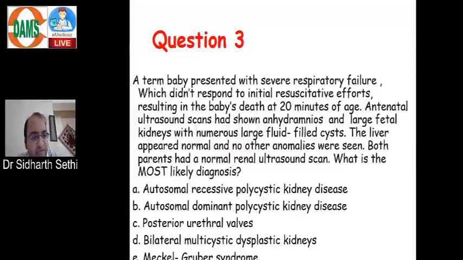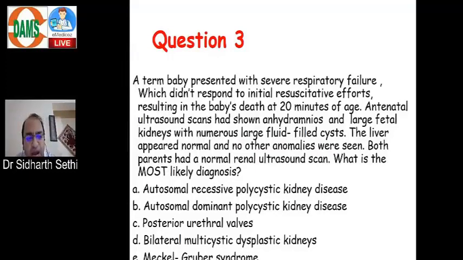Now the next question we have is a baby who presented with respiratory failure. Mother had anhydramnios, so there was no amniotic fluid, and this baby has large kidneys with multiple cysts. So remember, the amniotic fluid of the mother after 20 weeks of gestation is mostly child's urine. So this means that this child has bilateral non-functional kidneys.